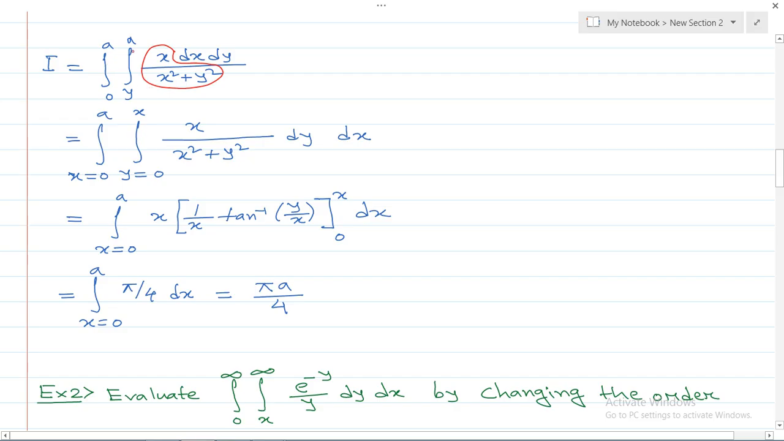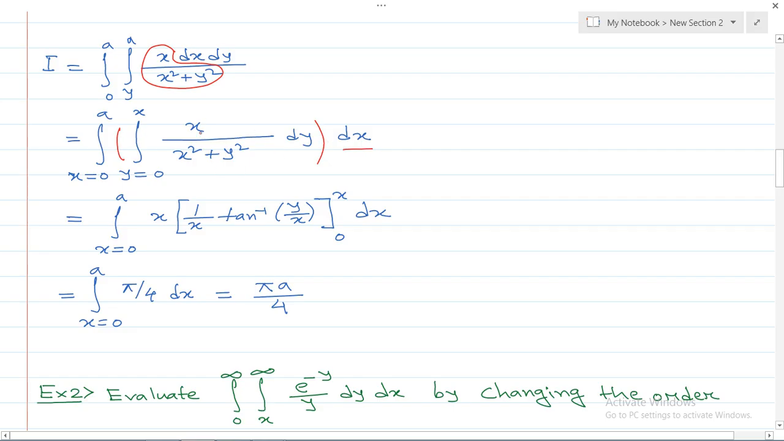Initially this was the limit. After changing the order of integration, we are having x equal to 0 to a. The x limit is constant, so it will be the outside integration. Since the y limit is going to be variable, y will go inside. The y limit is going to be 0 to x, x upon x square plus y square, first with respect to dy, thereafter we have to perform with respect to dx.